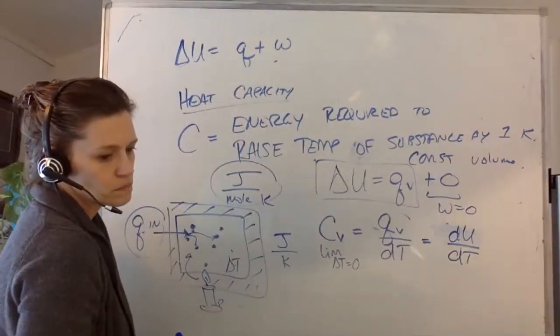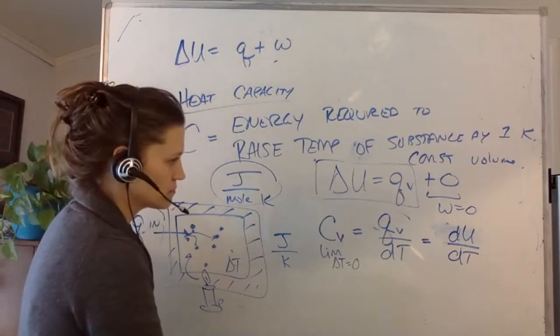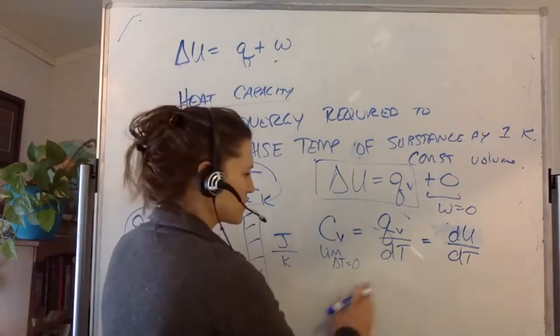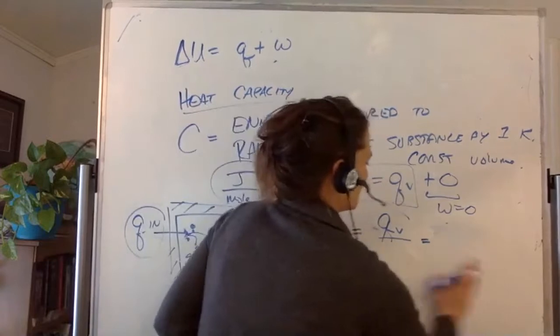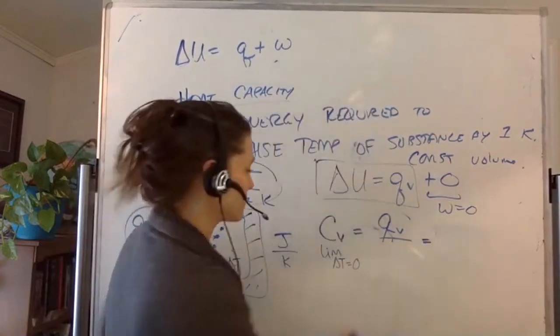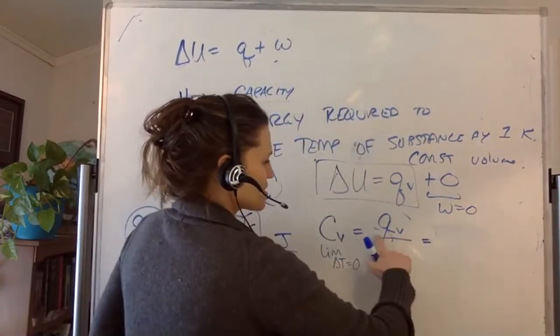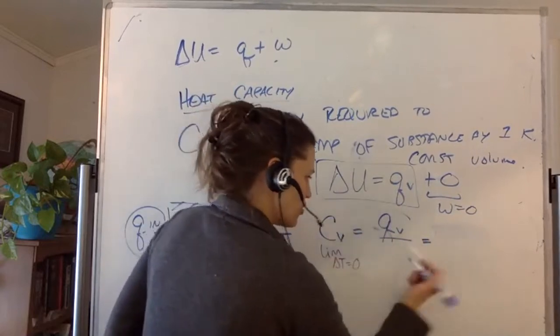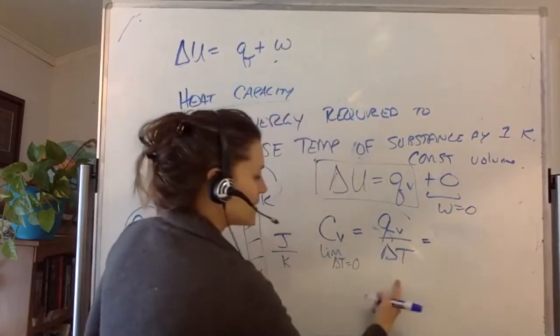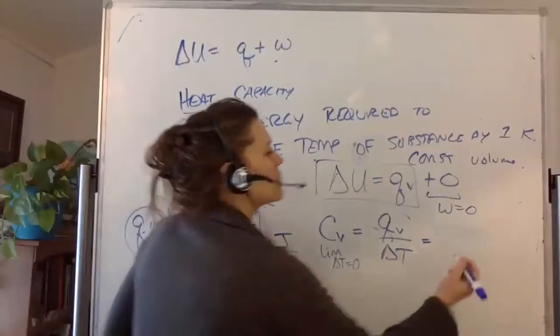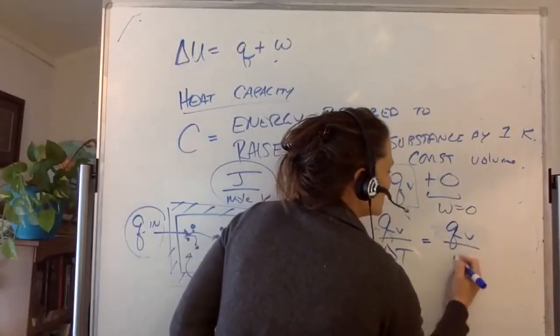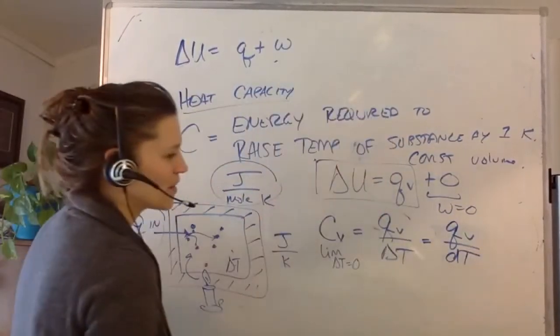Sorry. Okay, so I'm doing this backwards. I'm reading my notes backwards, which is not the easiest. So this heat capacity is the Q divided by my delta T, and in the limit as delta T goes to 0, it becomes dT. There we go, that feels better.